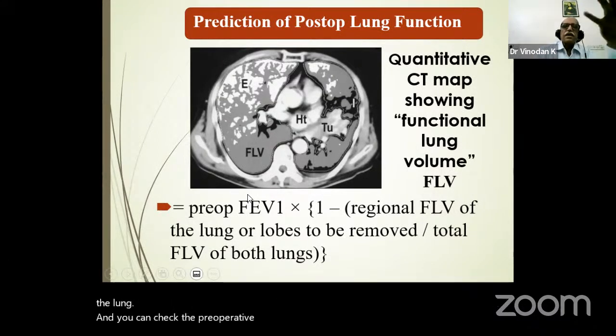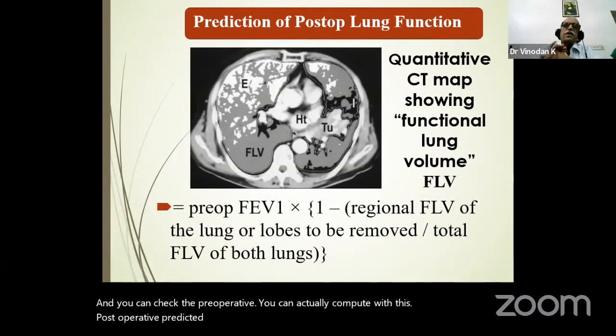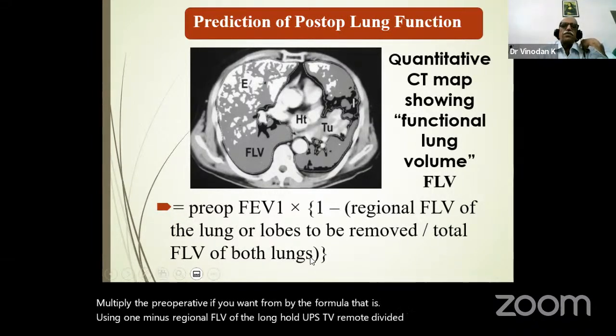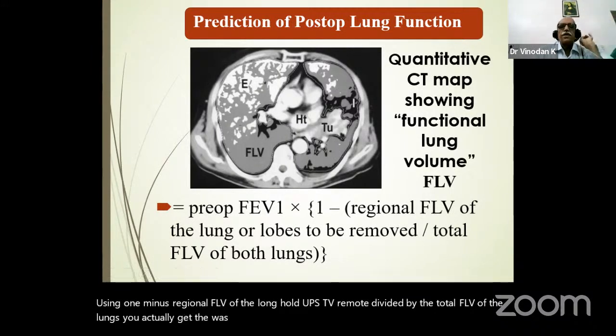You can actually compute with this the predicted postoperative FEV1 when you multiply the preoperative FEV1 by the formula using 1 minus the regional FLV of the lung or lobes to be removed divided by the total FLV of the lungs, and you get the predicted postoperative FEV1. So that is one method.